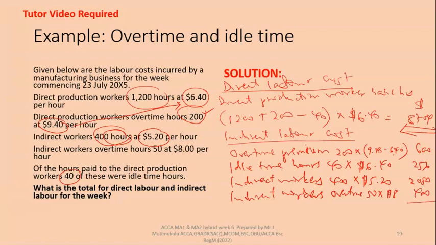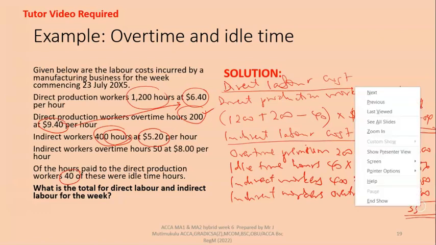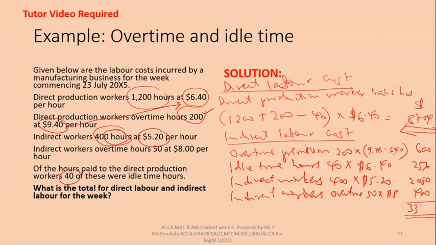We then have to add them up, and we get the total indirect labor cost of $3,336. That's the figure there.